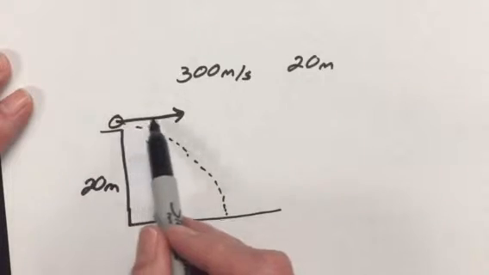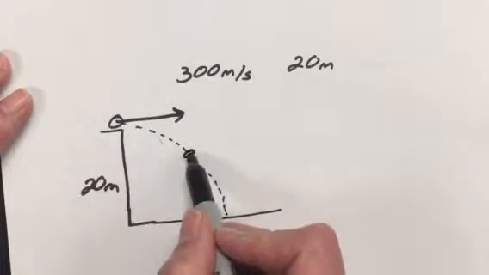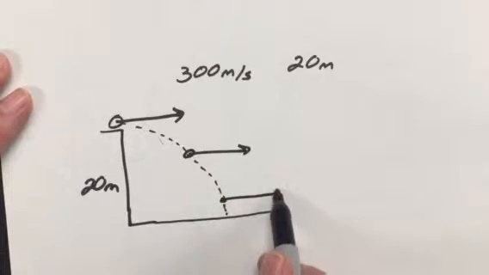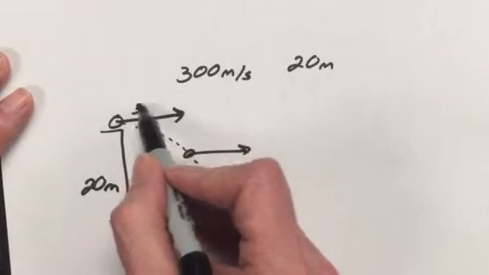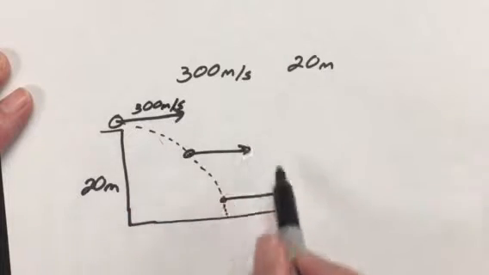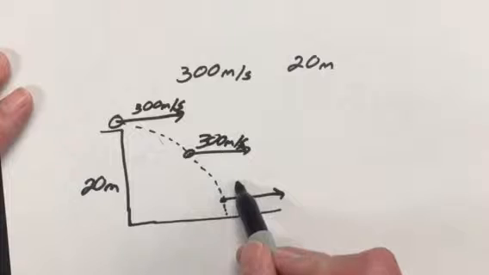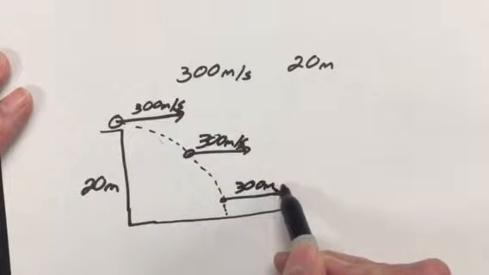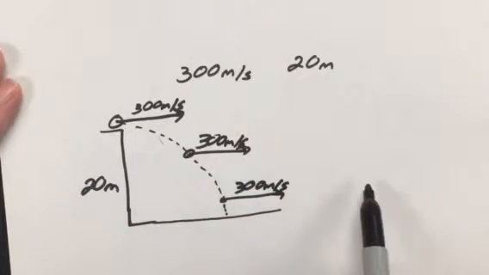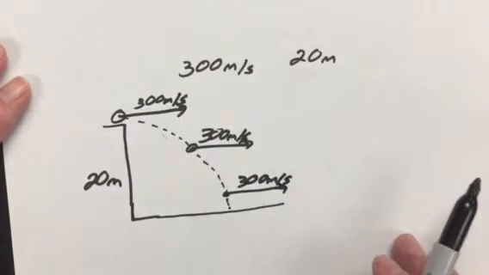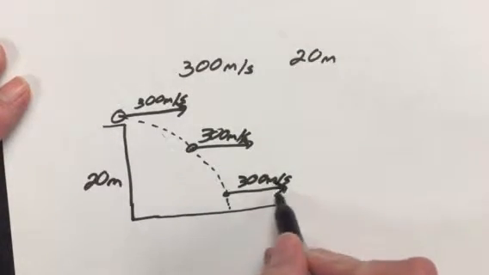And remember, it's going downrange at the same speed the entire time it's falling. So here it's going 300 meters per second. Here it's going 300 meters per second. And here it's going 300 meters per second downrange. That looks a little scribbly. I hope you can read it.